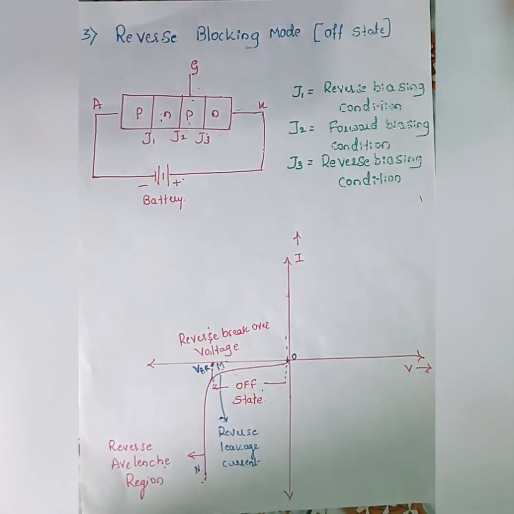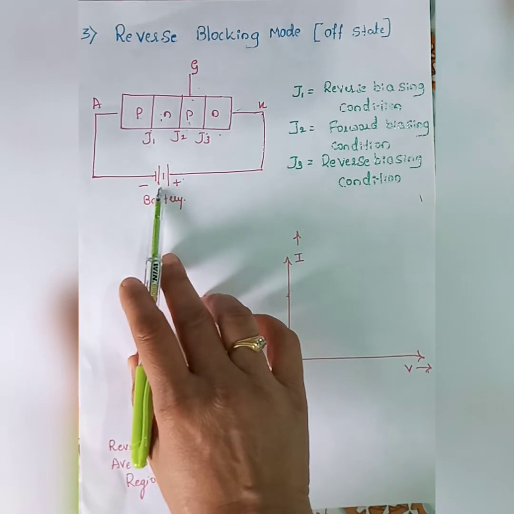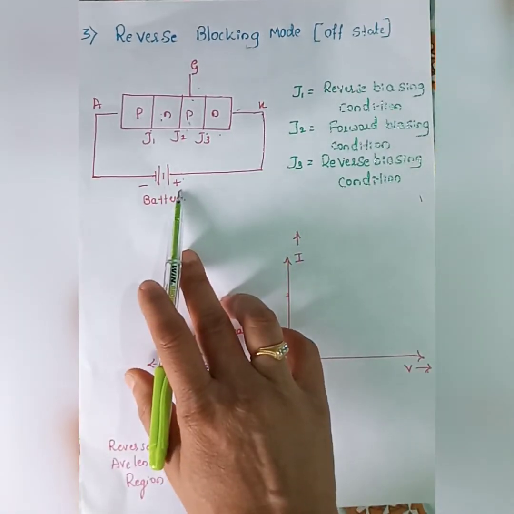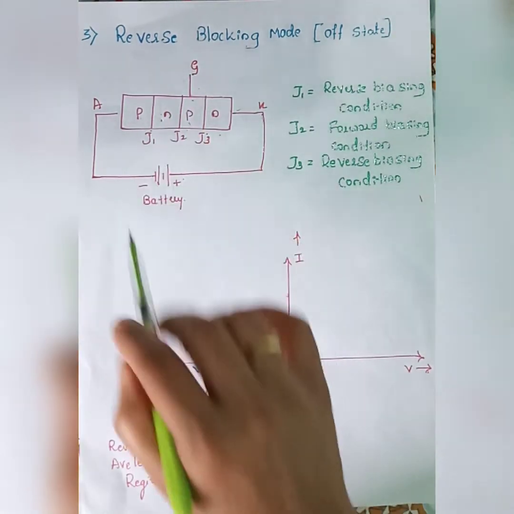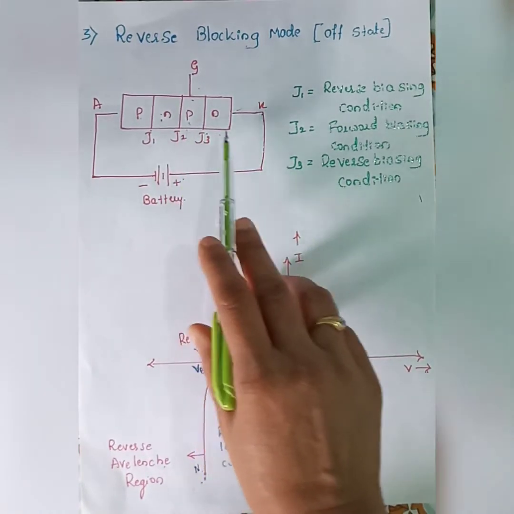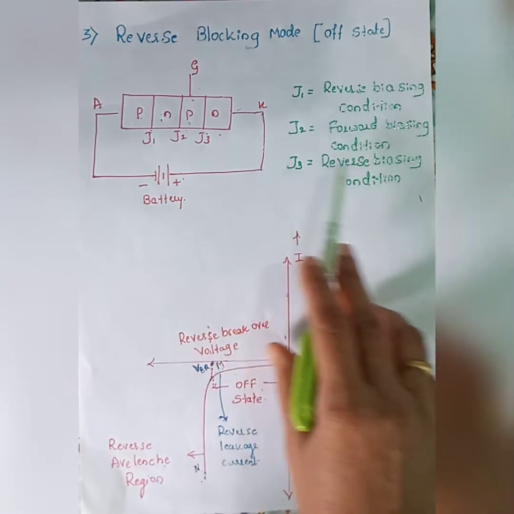The third mode is reverse blocking mode, which is also called the off state of the SCR. Here the anode of the SCR device is connected to the negative terminal of the battery, and the cathode of the SCR device is connected to the positive terminal of the battery. The gate terminal is kept open, and J1 is reverse biased, J2 is forward biased, and J3 is reverse biased.